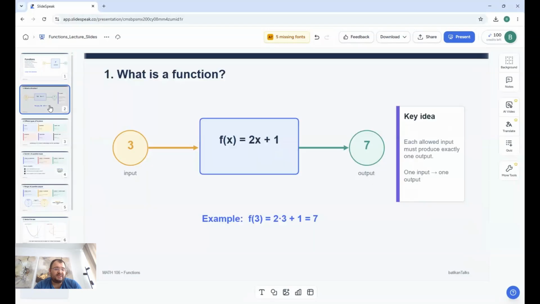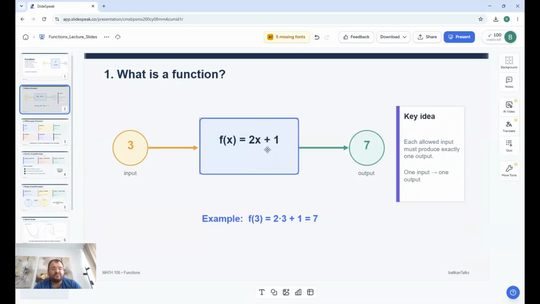So let's start with what a function means. You can think of a function like a factory which takes an input and produces an output. We have, for example, a 2x plus 1 function here, and it takes a 3 as a parameter and produces 7. And the important idea in a function is that you need to ensure that for each distinct input, you end up with one distinct output.